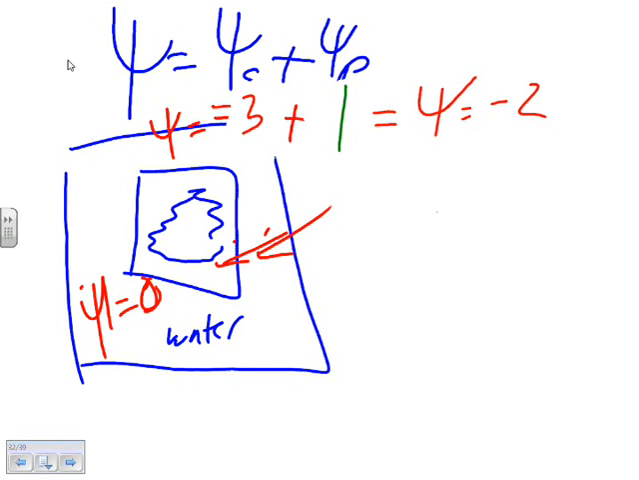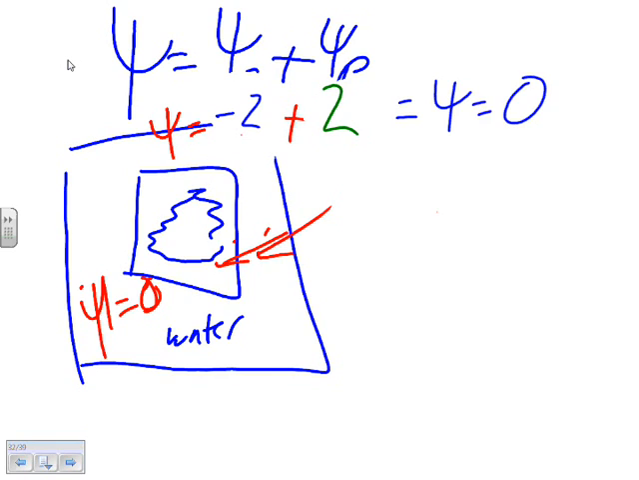Is water going to continue to move? Water potential in here is -2. Out here it's still 0, right? Water continues to go in. Let's say, for sake of argument, that the pressure now goes up to 2, and this drops down to -2. So what's our water potential now inside our cell? 0. Water potential outside is 0. Water potential inside is 0.